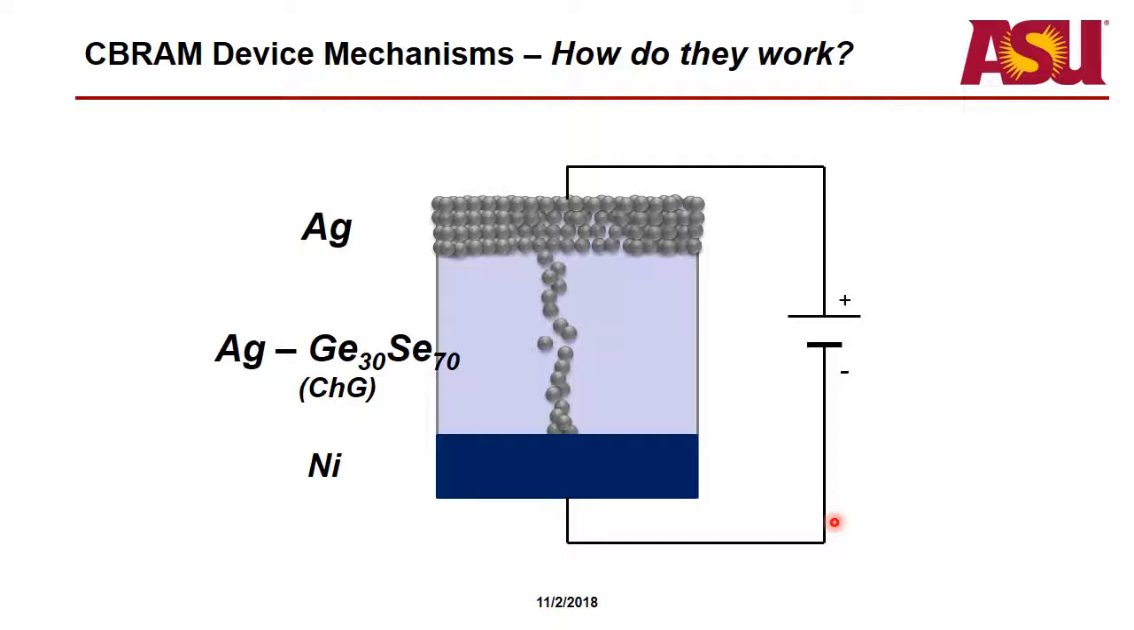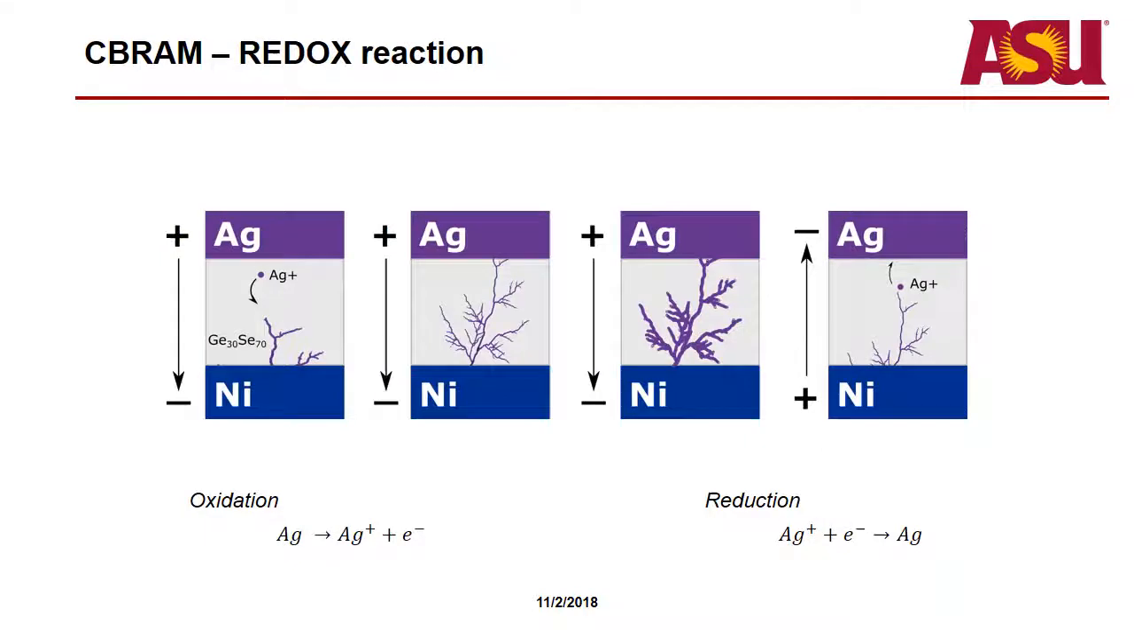At that point, that atom electroplates under the nickel cathode, and the electric field becomes just a slight bit stronger. And so the rest of the ion supply is going to be directed towards this plating of silver, to the point where you have a filament that grows from the cathode up to the anode. And when you reverse the bias, you can reverse that redox reaction.